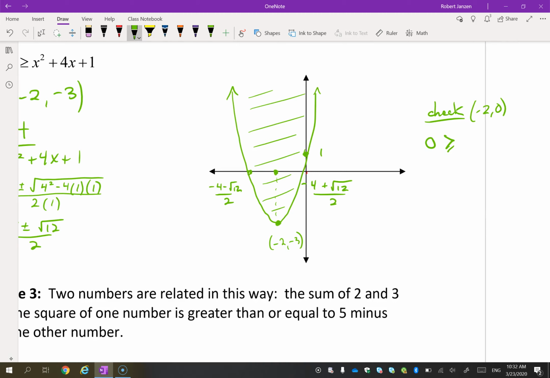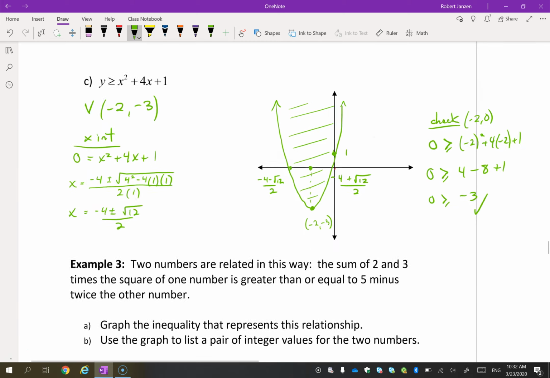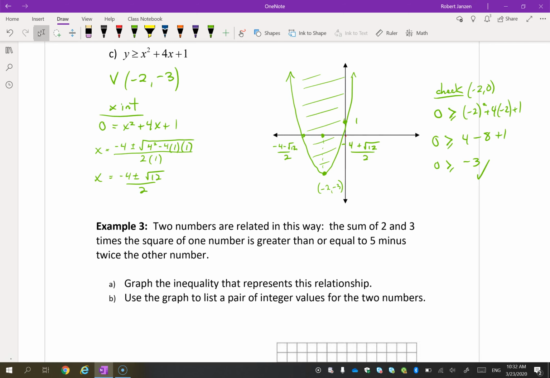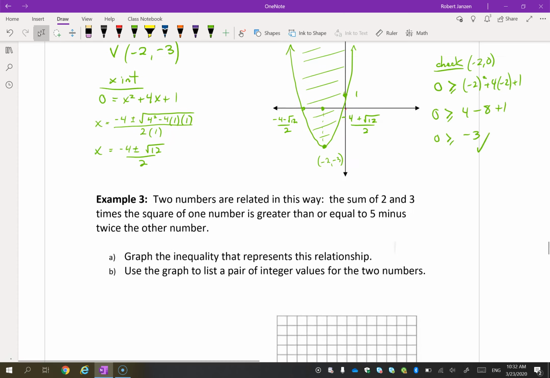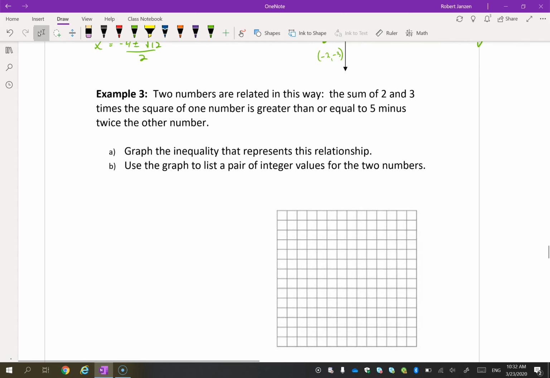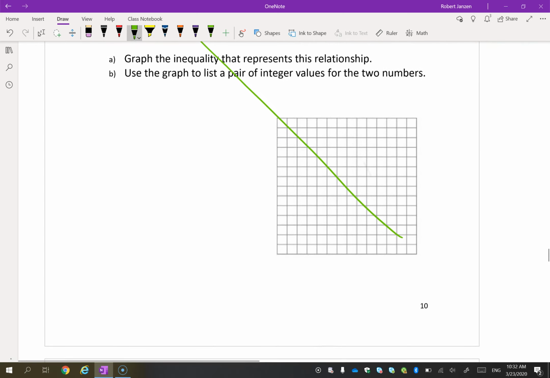So let's see if this works. -2 squared plus 4 times -2 plus 1 is 0 greater than 4 minus 8 plus 1 is 0 greater than -3. Yes, it is. Okay, so I would expect 1 or 2 of those on the test, graphing a quadratic inequality. Okay, I'm going to skip this question. I will not give you a word problem, so don't worry about that one.